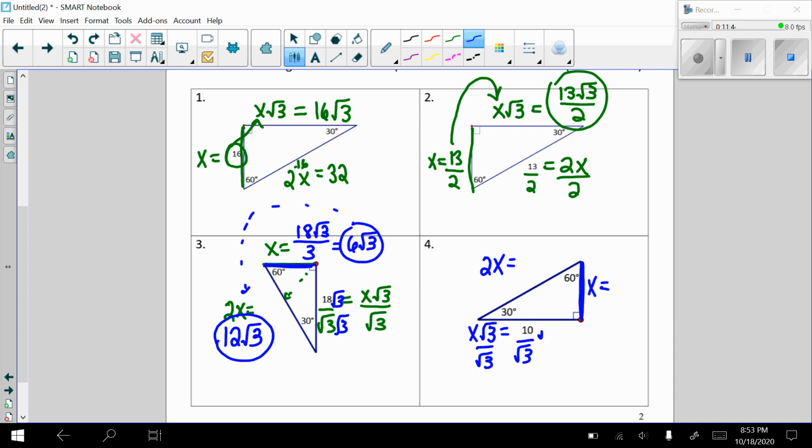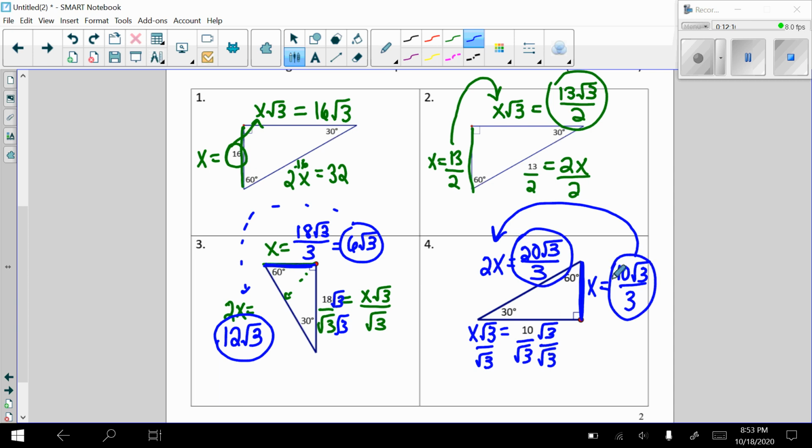Of course, we're not allowed to have a radical in our denominator, so we're going to clean this up a little bit. This gives us a short side of 10 root 3 over 3. And there's nothing to simplify there because 10 and 3 can't be reduced. And now we take that x value and we drop it right in here. So 2 times 10 root 3 over 3 gives us 20 root 3 over 3. And that is the exact length of our hypotenuse.